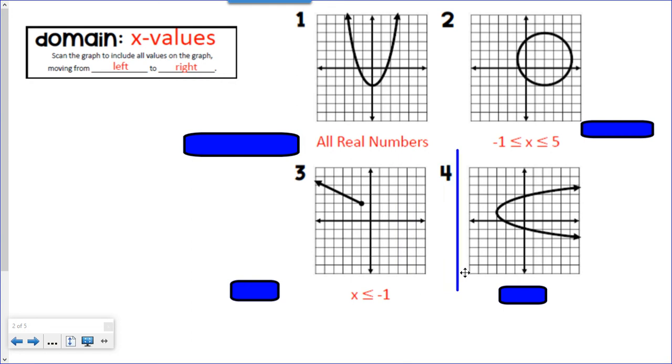All right, in our final example for domain, the lowest value is right here at -3, and the x values increase all the way to infinity. So the lowest value is -3 and the highest value is infinity, so we would write that as x is greater than or equal to -3.